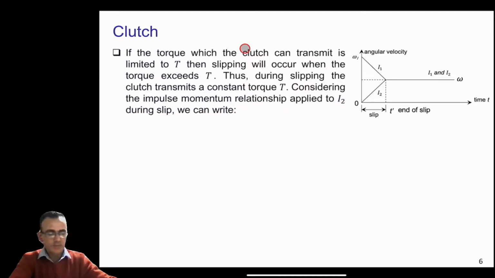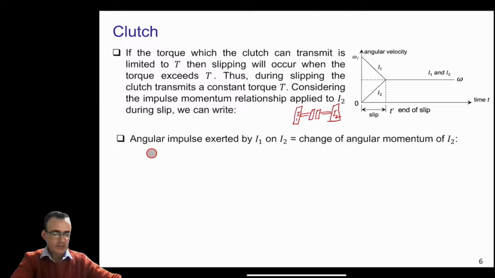If you consider I2 here, this was our diagram: this is our I1 and this is our I2. Now if you only consider I2 and apply the impulse momentum equation, the angular impulse exerted by I1 on I2 is equal to the change of angular momentum of I2.